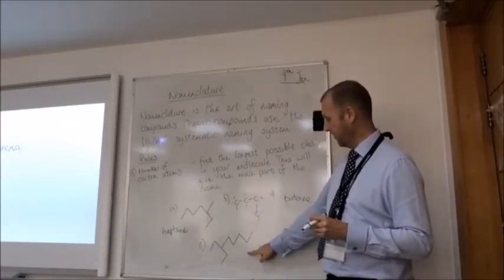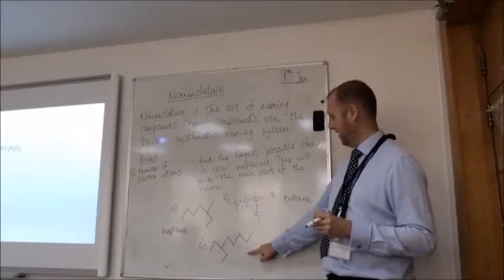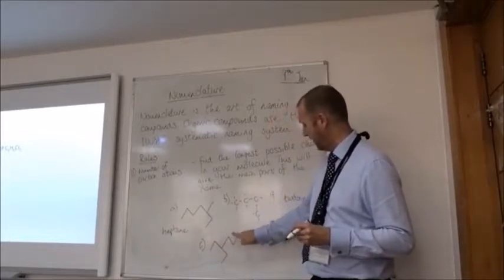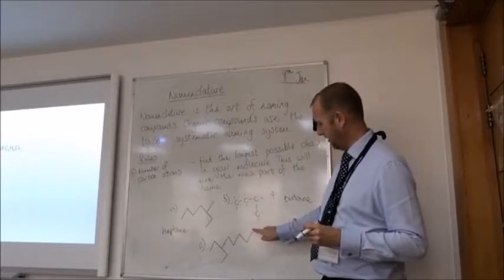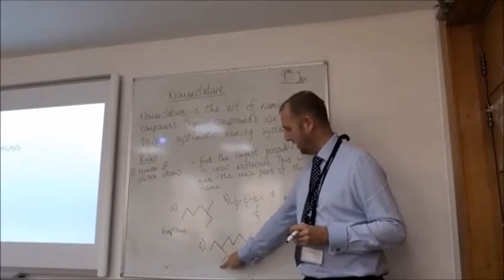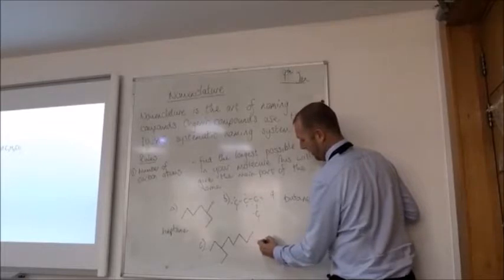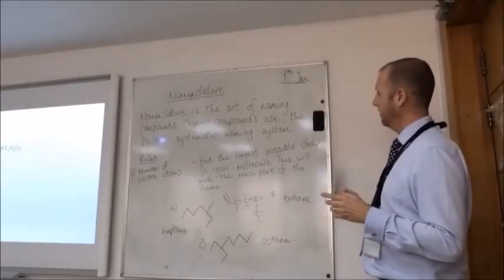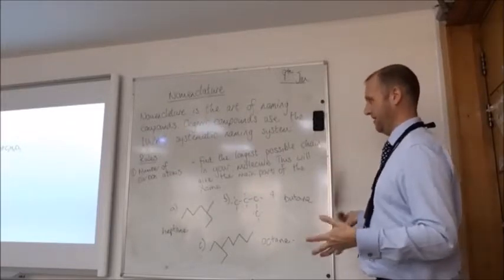Okay. This one's a little bit more interesting. Okay. What have you come up with? Ziad? 8. Okay, let's just check how you did that. So 1, 2, 3, 4, 5, 6, 7, 8. If you go the other way, go from this end, 1, 2, 3, 4, 5, 6, 7, and 8. Okay, very good. So that would be some kind of octane in that case, yeah? Perfect. Okay, that's rule number 1. Finding the longest possible chain. Okay?